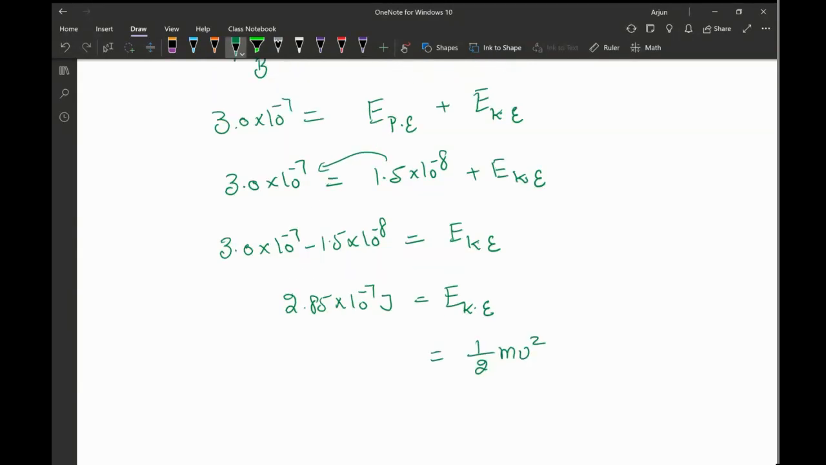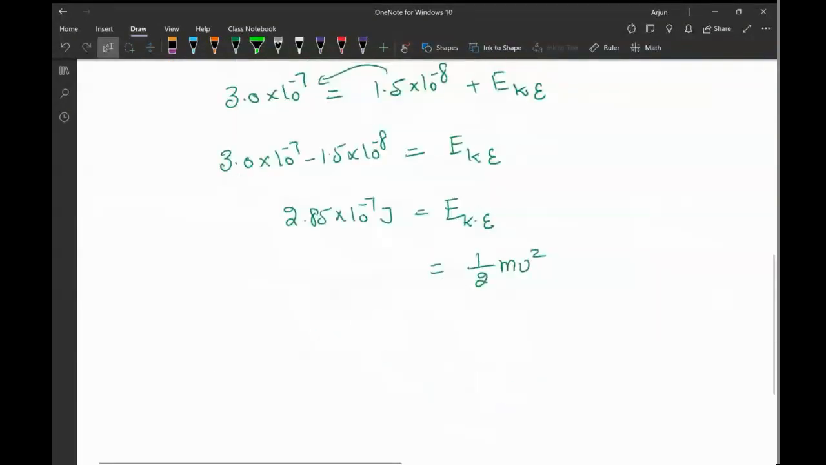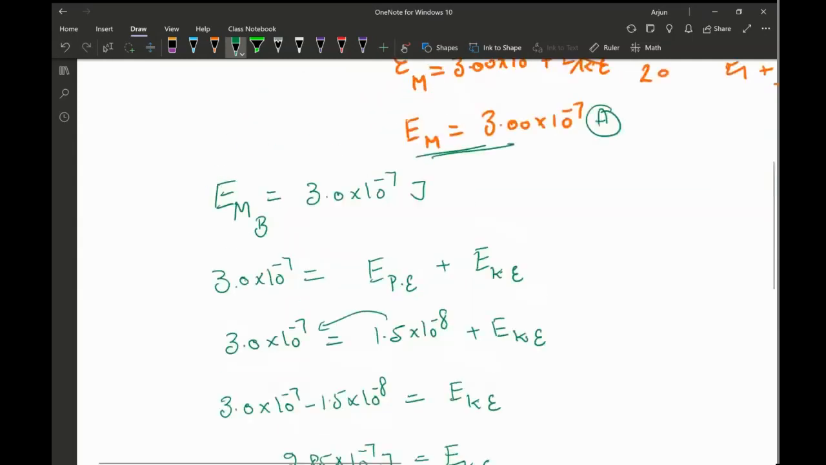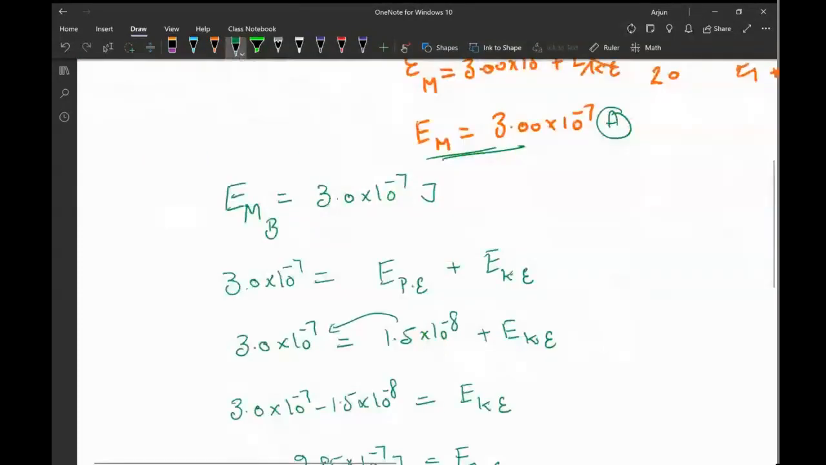And if I were to find the velocity, as the question says, find the speed. So that's what I'm trying to find out, speed. So 2.85 times 10 raised to the power negative 7. And then after doing the calculation, this 2 will go on the other side, 2.85 times 10 to the negative 7 multiplied by 2, and this mass will go in the denominator here. So mass will go here, and the mass value is given to us in the question, which is 2.4 times 10 to the negative 4.